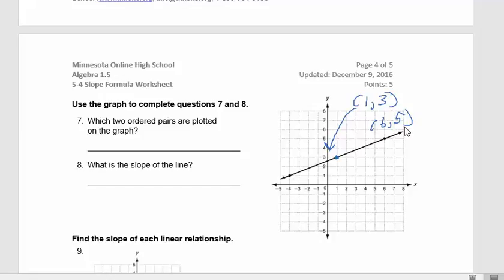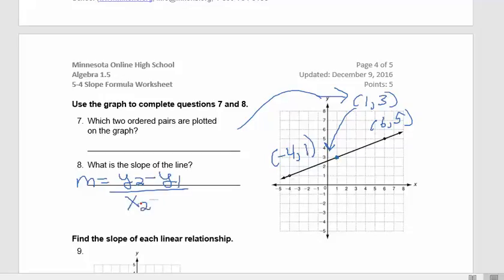So for which two ordered pairs are plotted on the graph? There's these, or here's the point that was also on there, but we didn't write down its coordinate, -4, 1. So any of these 3 points would be good to write for number 7. You only have to pick 2 of them. Then it says to find the slope of the line. Well, for the slope of the line, you use the formula m equals y2 minus y1, the difference in the y values, over the difference in the x values.